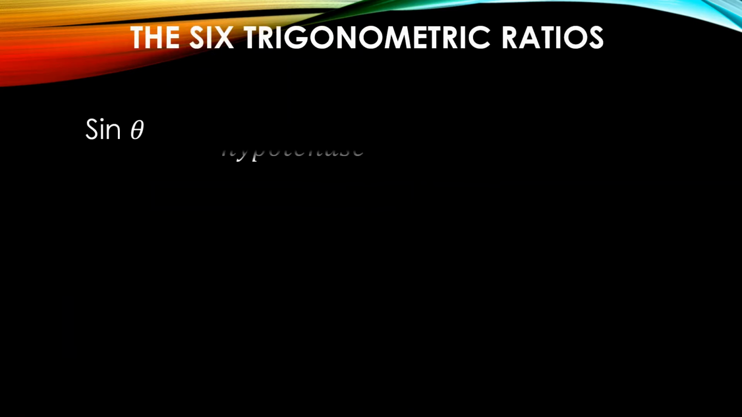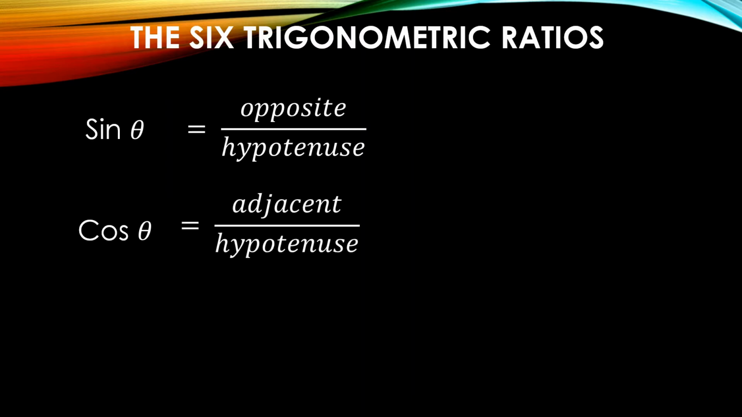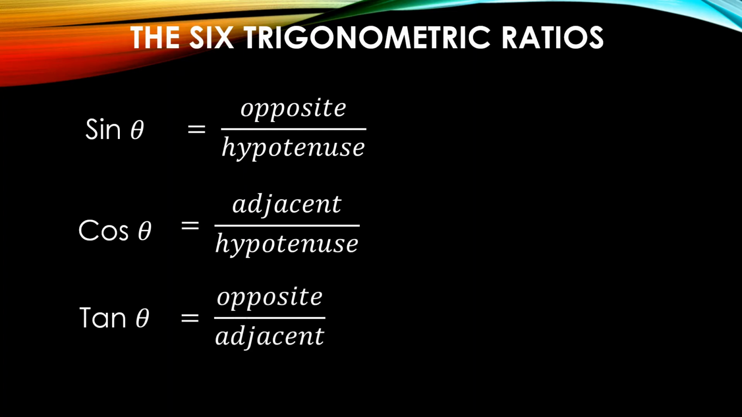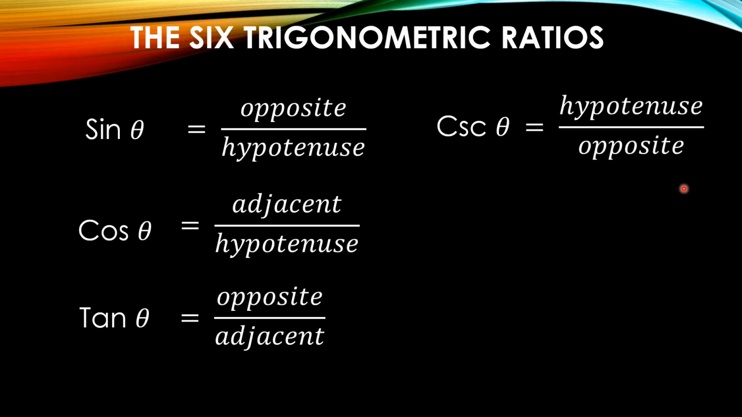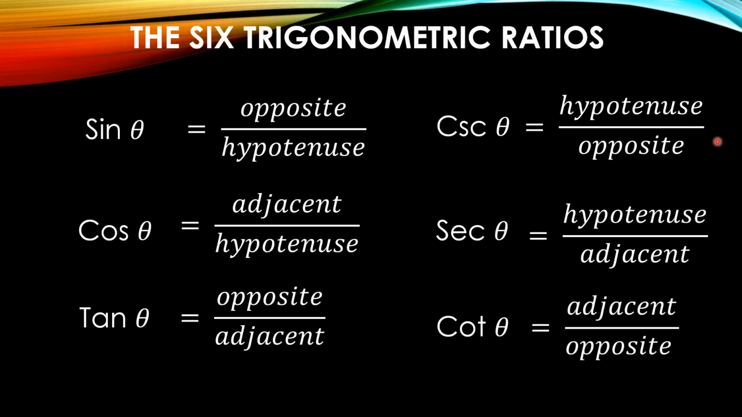So let us recall first. Sine theta is equal to opposite over hypotenuse. Cosine theta is equal to adjacent over hypotenuse, CAH. Tangent theta is equal to opposite over adjacent, TOA. So that is SOHCAHTOA. And the reciprocals: cosecant is equal to hypotenuse over opposite. Secant theta is equal to hypotenuse over adjacent. And cotangent theta is equal to adjacent over the opposite. So those are the 6 trigonometric ratios.